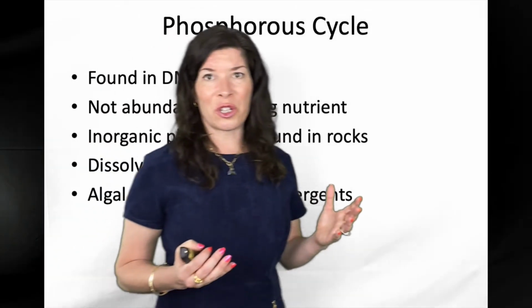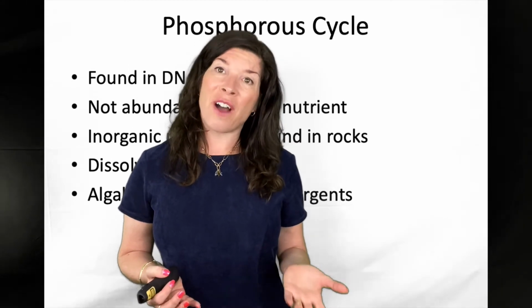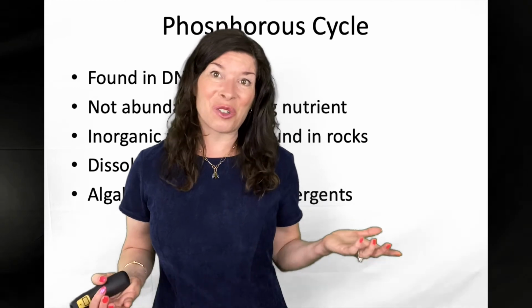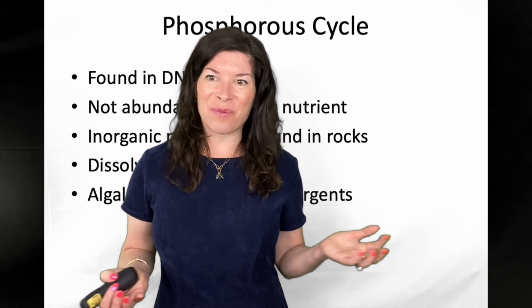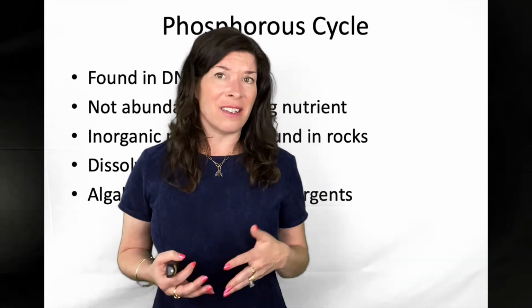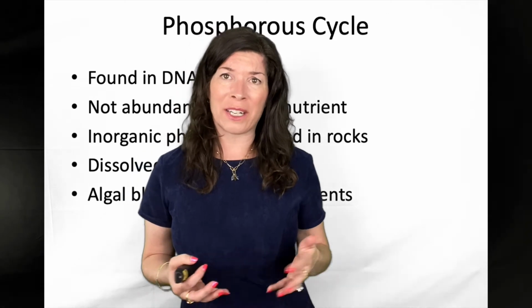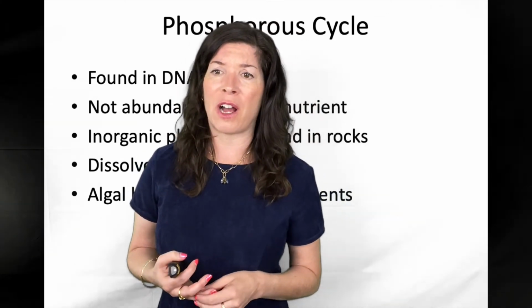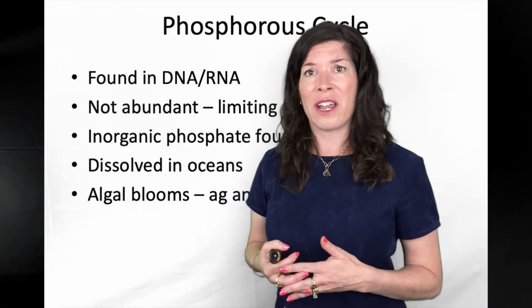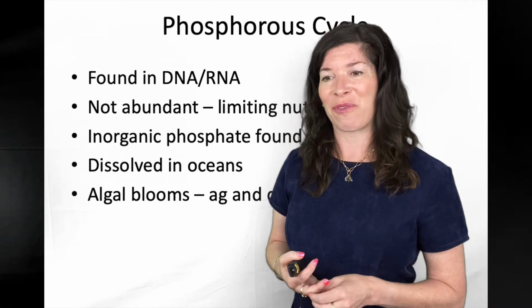The last cycle that we're going to talk about in any detail is the phosphorus cycle. Phosphorus is important because, of course, it's found in DNA, and that's an essential part of any living thing. Phosphorus is also considered a limiting nutrient. It is not found in abundance, really, in any ecosystem, but aquatic ecosystems are particularly limited in phosphorus. So the addition of phosphorus does result in a bloom of photosynthetic organisms that can use that phosphorus.